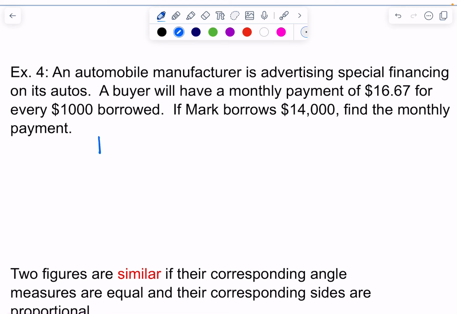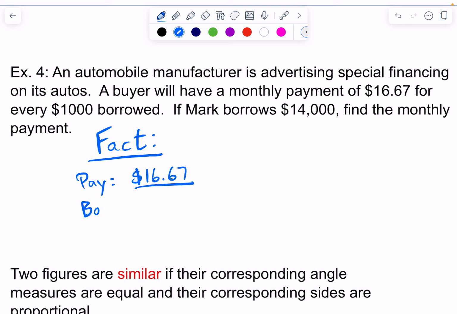Okay, so what is our fact here? The fact here is that you're going to pay $16.67 for every $1,000 you borrow. What are we looking for? They want to know the monthly payment, and they've given us the amount that you borrowed.